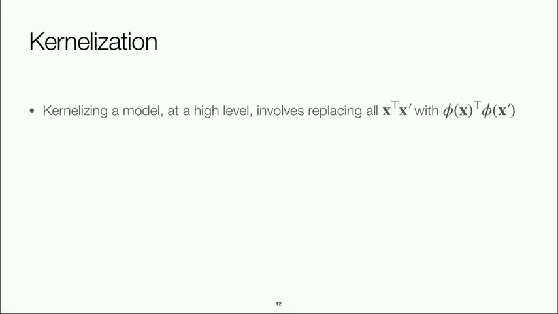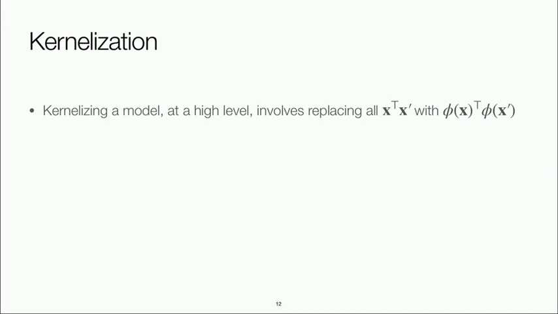But if I have a model like the soft margin SVM that only requires x transpose x prime, what I'm going to do in order to kernelize it is replace all of those x transpose x primes with phi of x transpose phi of x prime. That's going to be the first step. Replace all of the x's with this alternate feature representation of x that we're working with.